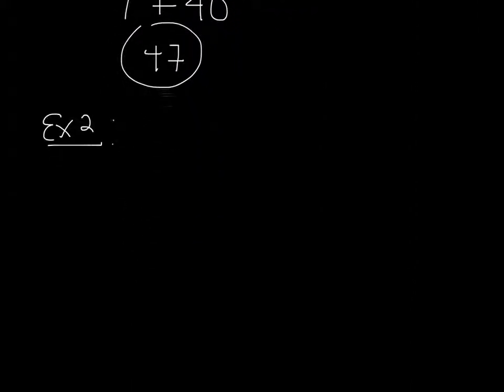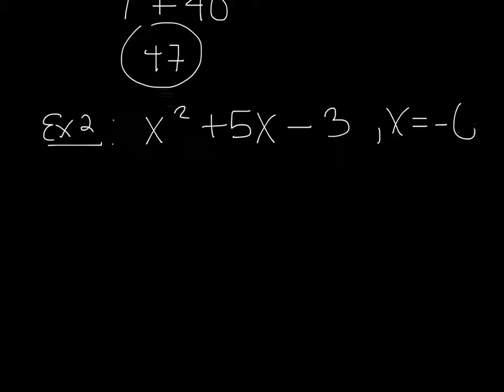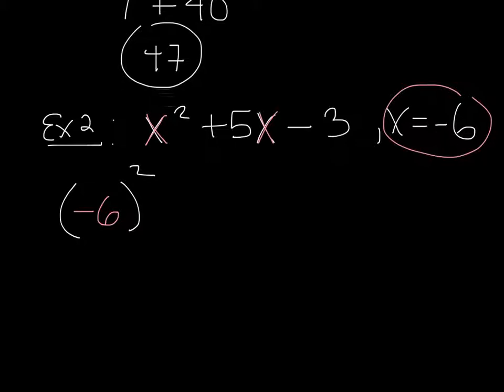Example 2, and my algebraic expression is x squared plus 5x minus 3, and then they give us that x is equal to negative 6. Okay, so I know I'm going to substitute that value for my variable x. So negative 6, squared, you need to write the parentheses, plus 5 times negative 6 minus 3.